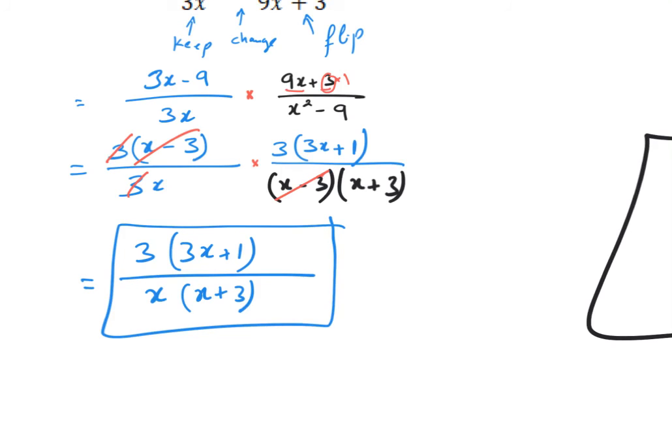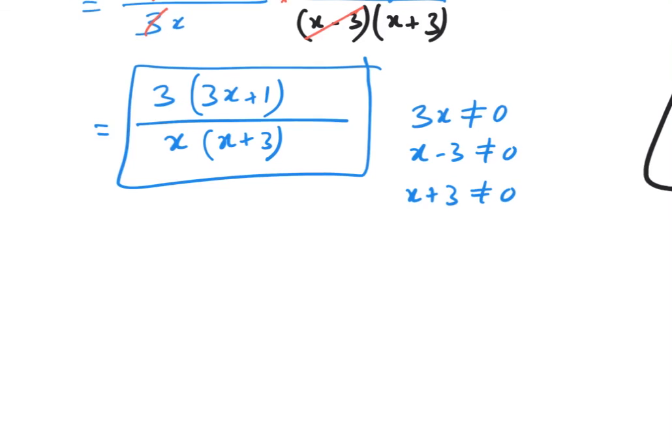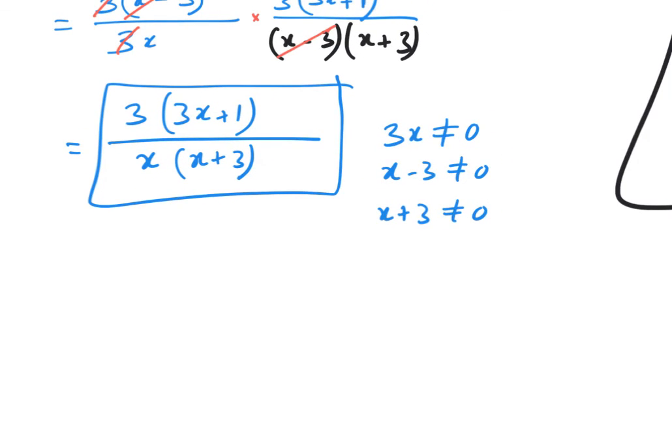Well, if I want to know the restricted values here, all the denominators must be different than 0, right? So 3x should be different than 0, x minus 3 should be different than 0, and x plus 3 should be different than 0, right? If they ask you for the restricted values, you just solve for x. For example, the first one, 3x equals 0. You divide by 3 and get x equals 0. So that's one of the restricted values.